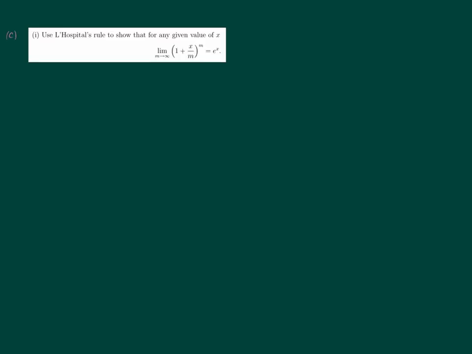Okay, so the next part asks us to use L'Hopital's rule to show that for any given value of x, this limit identity is true. So first I'm going to define a_m to be the object we're limiting, so 1 plus x over m to the power of m. And we'll find that if we define c_m to be the natural log of a_m, which is equal to ln of 1 plus x over m to the power of m, using the law of logs, I can bring down that m: m ln 1 plus x over m.